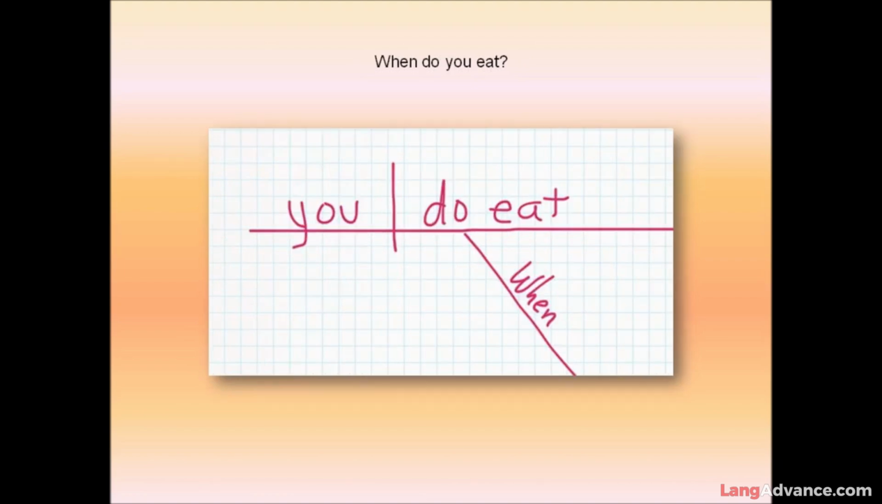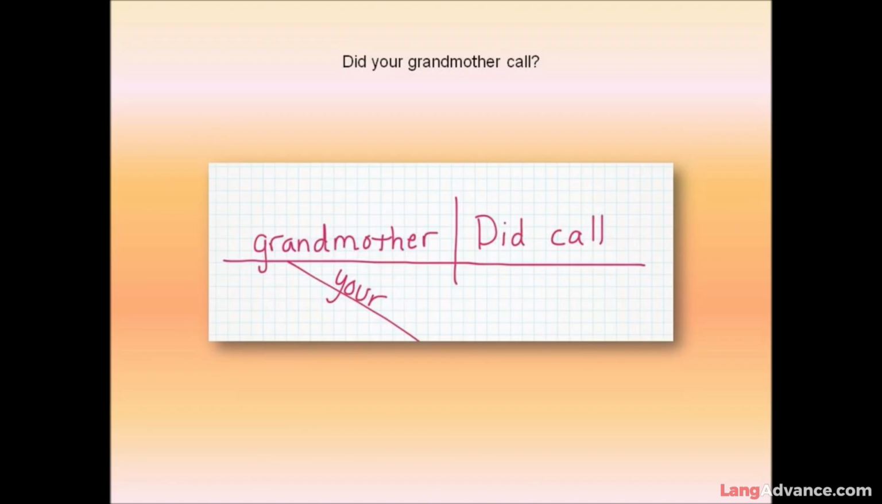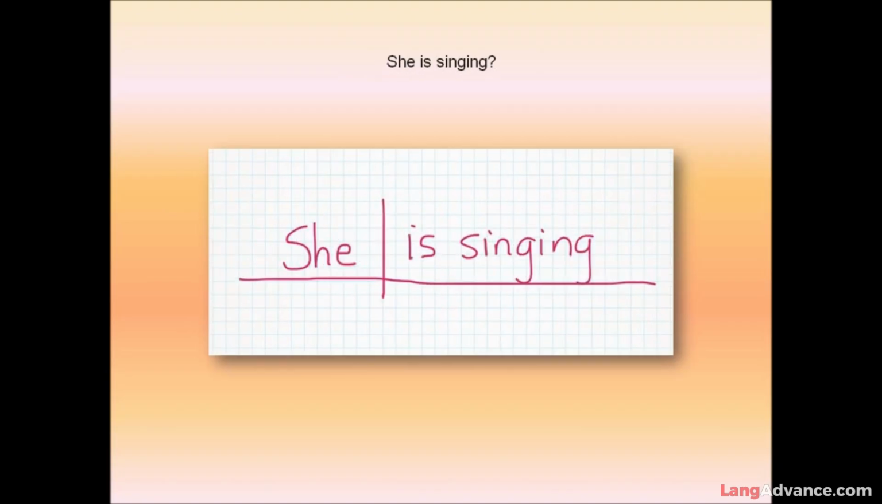When do you eat? You is the subject, do eat is the verb. When, of course, is a when word, therefore it is an adverb that falls below the verb. Did your grandmother call? Grandmother is the subject, did call is the verb, your describes grandmother. She is singing is diagrammed exactly as though it were written like a declarative sentence. She is the subject, is singing is the complete verb.